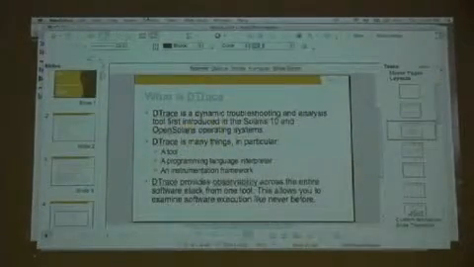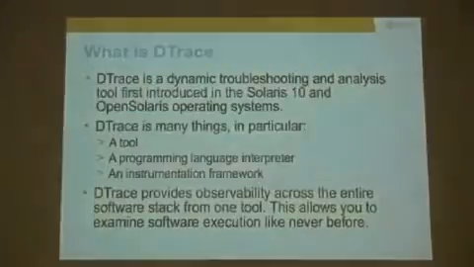Okay, now we've seen DTrace. DTrace is a dynamic troubleshooting and analysis tool first introduced in Solaris 10 and OpenSolaris. I'm now running it on Mac OS X, which is great. It's many things, in particular a tool, a programming language interpreter, an instrumentation framework, and it provides observability across the entire software stack from one tool. It allows you to examine software execution like never before, and that's best demonstrated, so I'll go through some things.